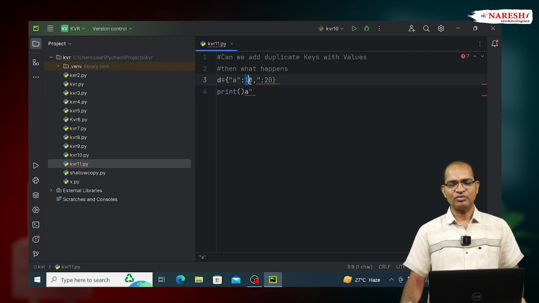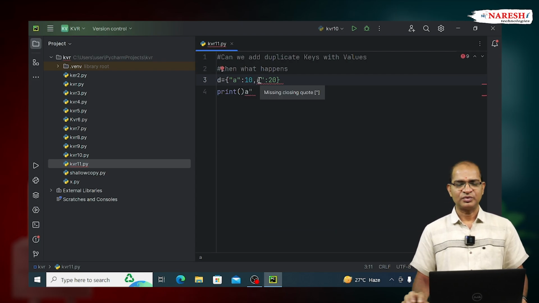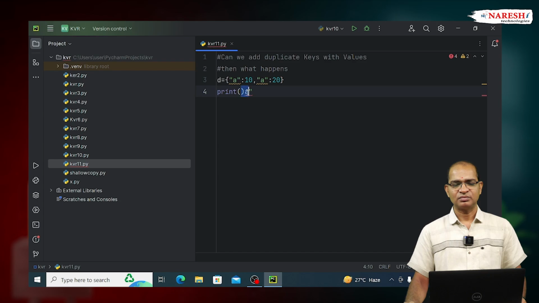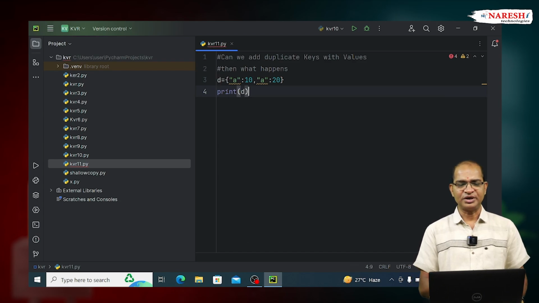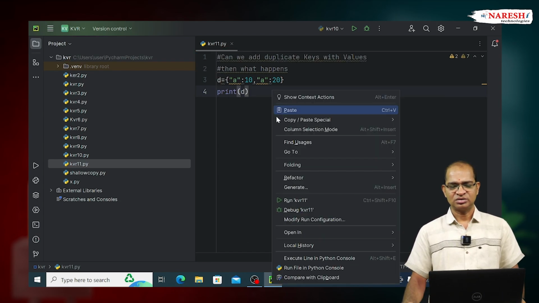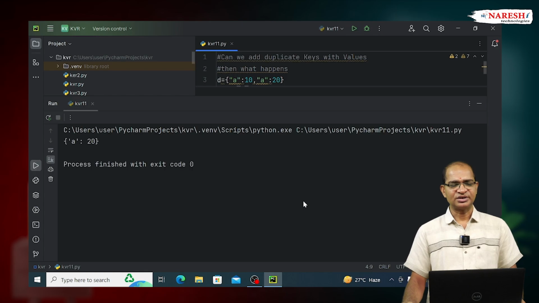The existing value will be replaced with what? The old value. The old value of a, which is 10, is replaced with the value 20. Look at that. Run this example and see this. a = 20 only will be considered.